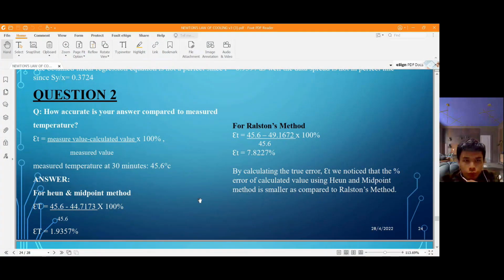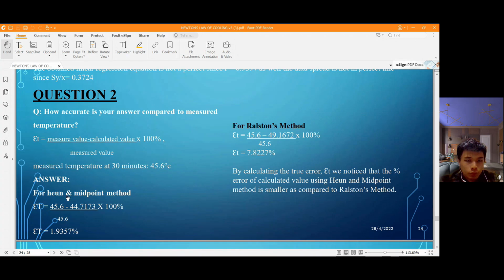And now I'll continue with question 2. In question 2, we have been asked how accurate is our answer compared to the measured temperature. The measured temperature at 30 minutes is given by 45.6 degrees Celsius.